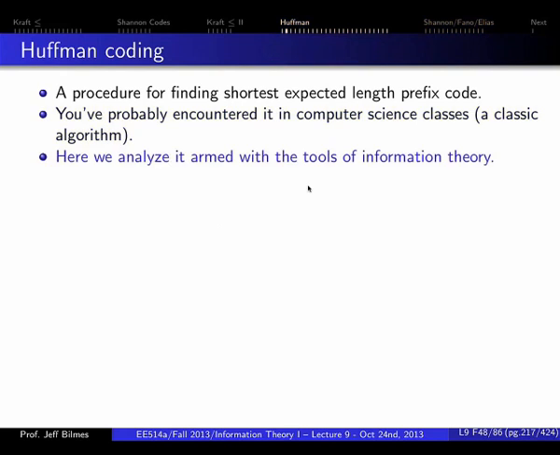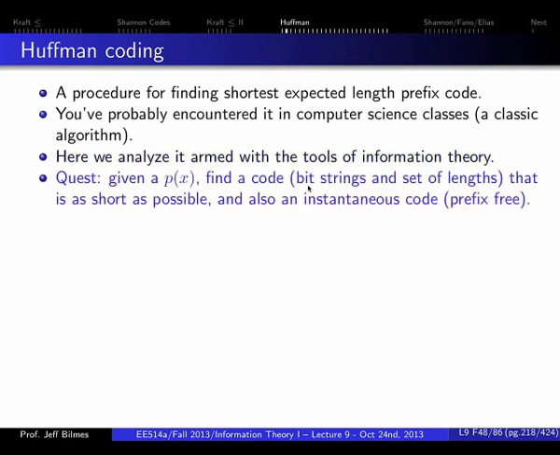It's become so fundamental. So what we're going to do is analyze it in a way that you almost certainly didn't do in your computer science classes, with the tools that we've got now of information theory. So again, our quest is in some sense the following. We've got a probability distribution P, and we want to find a code, which is basically bit strings and the corresponding lengths, that's as short as possible, and it's also prefix free.